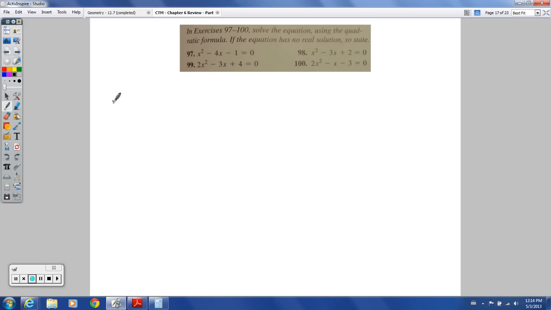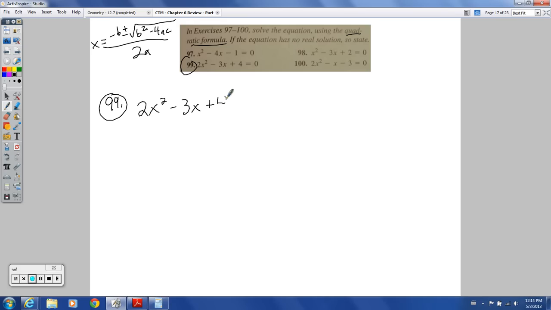Alright, moving on to number 99. Solve the equation using the quadratic formula. So the quadratic formula is x equals negative b plus or minus the square root of b squared minus 4ac, over 2a. We're using that for number 99. So 2x squared minus 3x plus 4 equals 0.